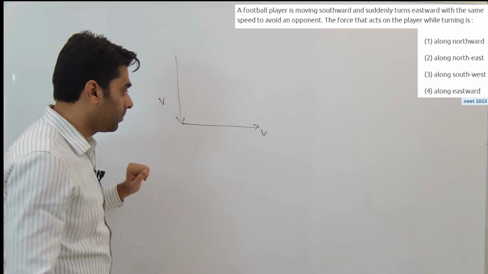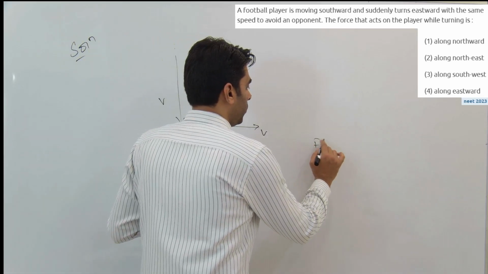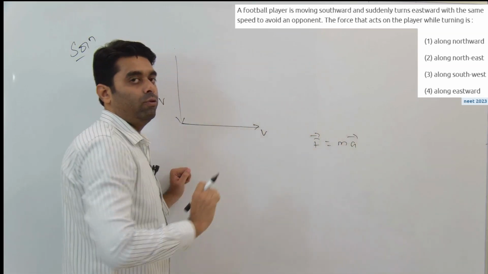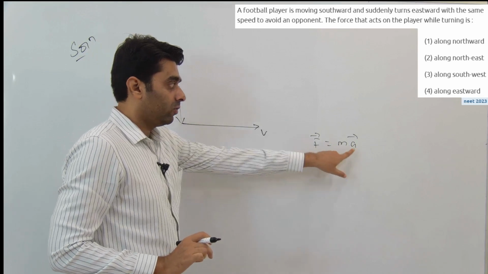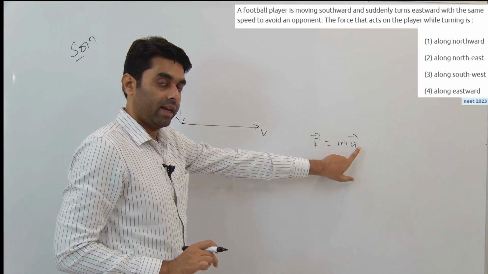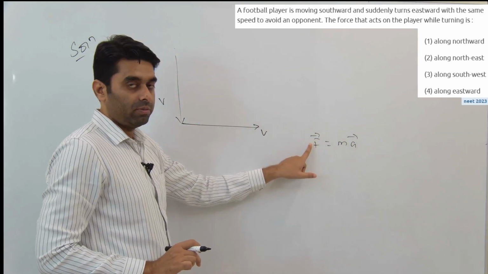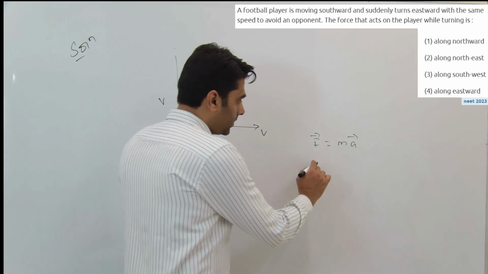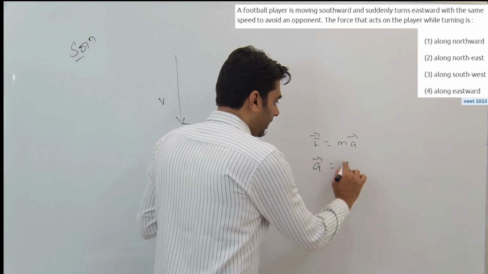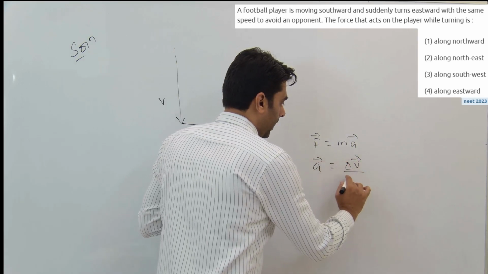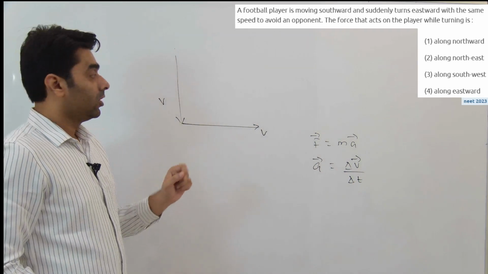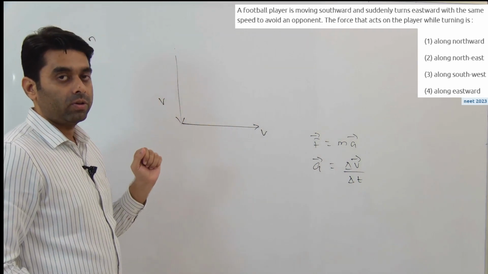How do we calculate force? Force is basically mass into acceleration. So whatever is the direction of force will be the same as acceleration. That means whatever is the direction of acceleration, the same direction will be of force also. So let us see the direction of acceleration. Acceleration is delta V by delta T, right? Change in velocity. So over here, what is the change in velocity happening?